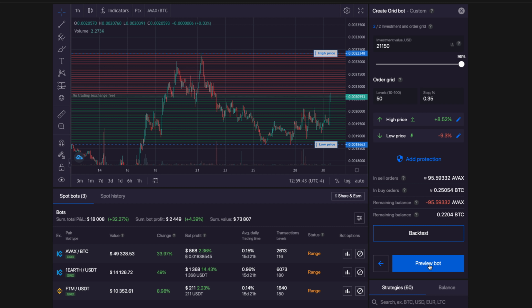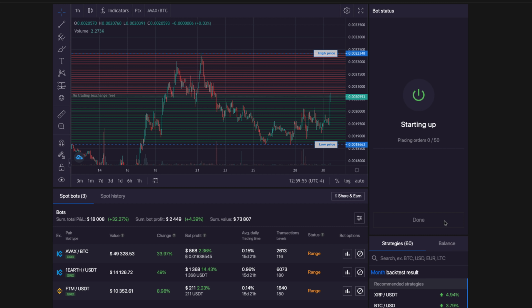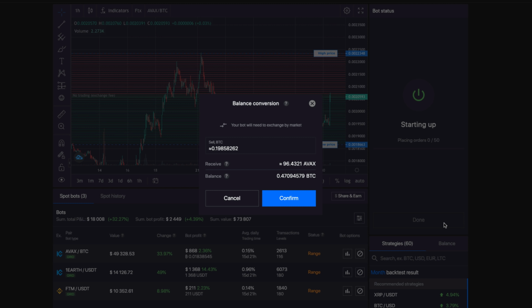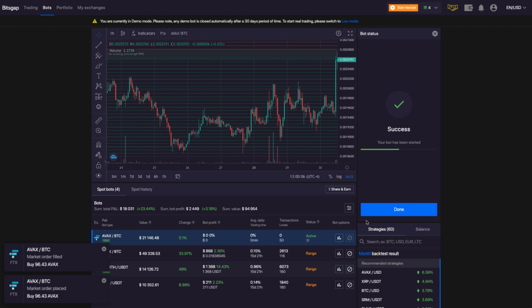If you are happy with the backtest, you can preview the bot, review the settings, and start the forward test. If you do not have the required amount of each coin in your exchange wallets, Bitsgap will automatically purchase the correct amounts for you. After you confirm, Bitsgap will place the orders for each coin and start running the bot. At any time, you can come back to change the levels based on how the instrument is performing.